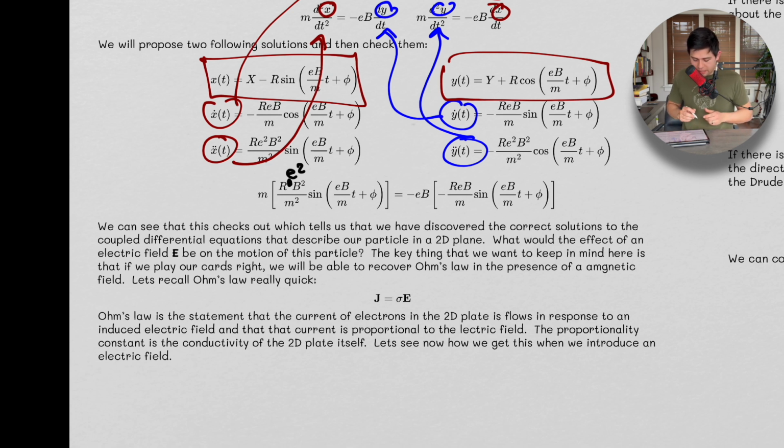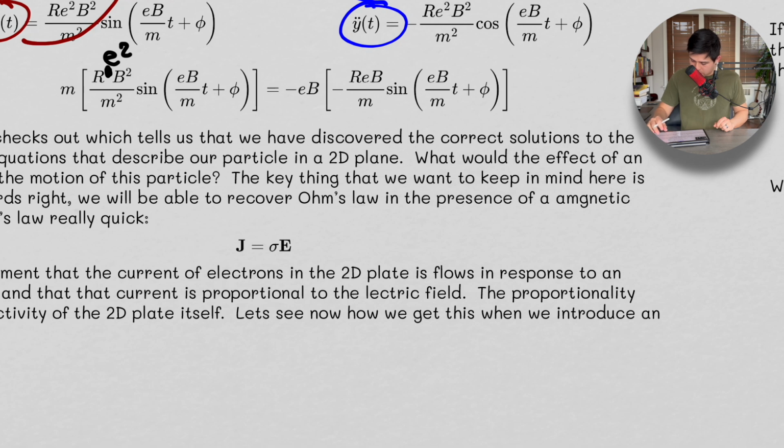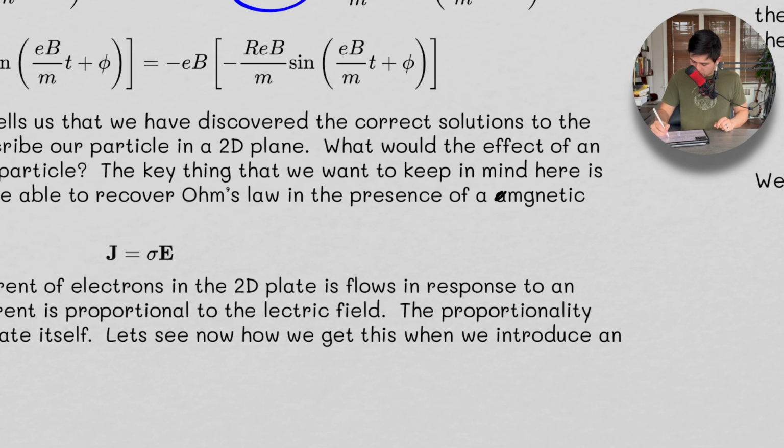So Ohm's law is the statement that the current of electrons in the 2D plane flows in response to an induced electric field, and that current is proportional to the electric field. My gosh, I have so many typos in this. I should have checked this before. I know I checked these at least once. I don't know. This should be magnetic, right?